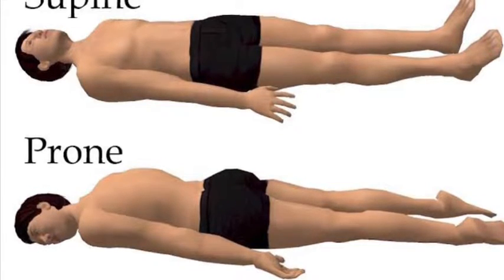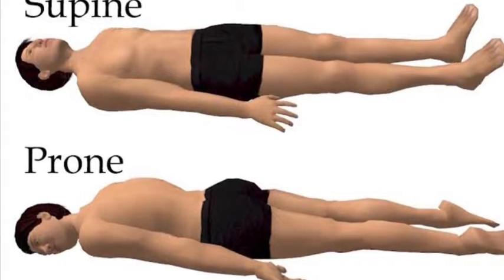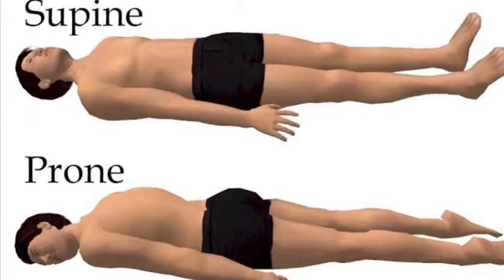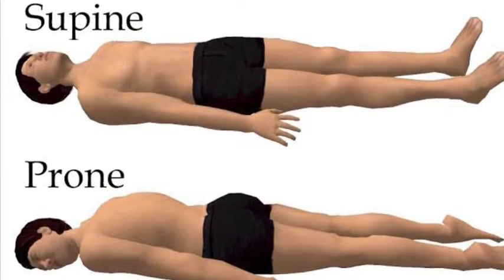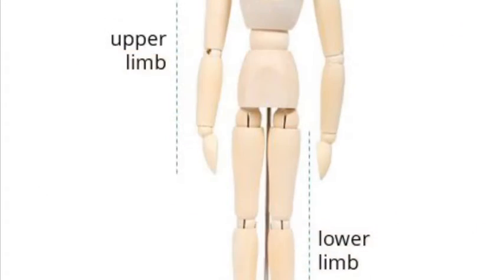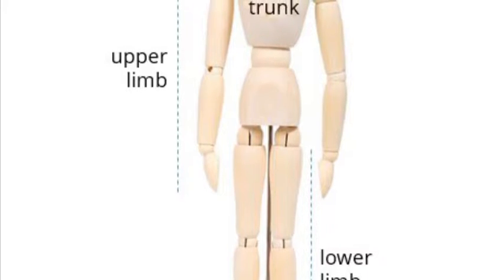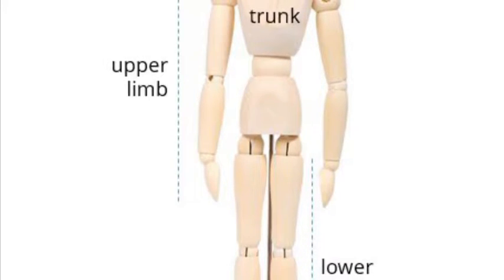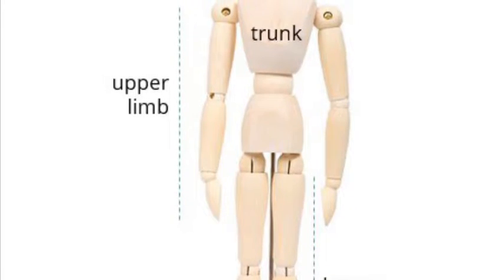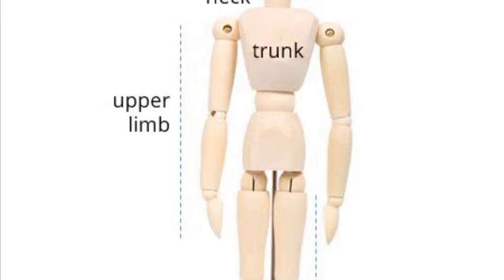Other positions are prone, that is when the body is facing down, and supine, that consists of the body looking forward, like the opposite of prone. The body is divided into the head, that contains the brain and the face, the upper limb, that is all the trunk, the abdomen, and the lower limb, that is where the legs are found.